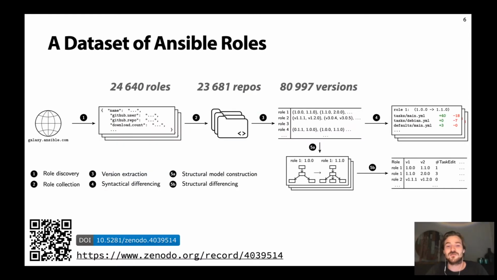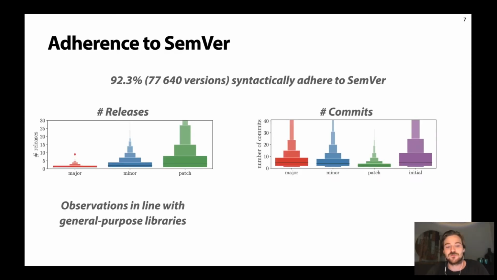To investigate this question, we collected a dataset containing more than 24,500 roles collected from Galaxy. We also cloned all of their repositories and extracted the tags in these repositories, leading to roughly 81,000 versions for us to inspect and analyze, and we also later checked the changes that happened in these versions, but more on that later.